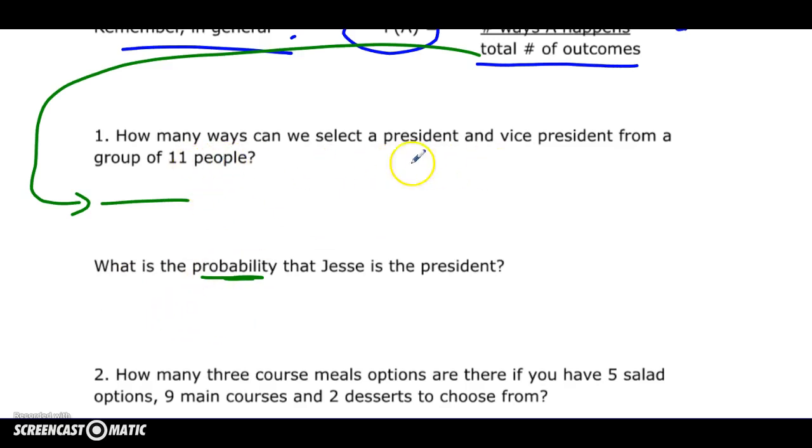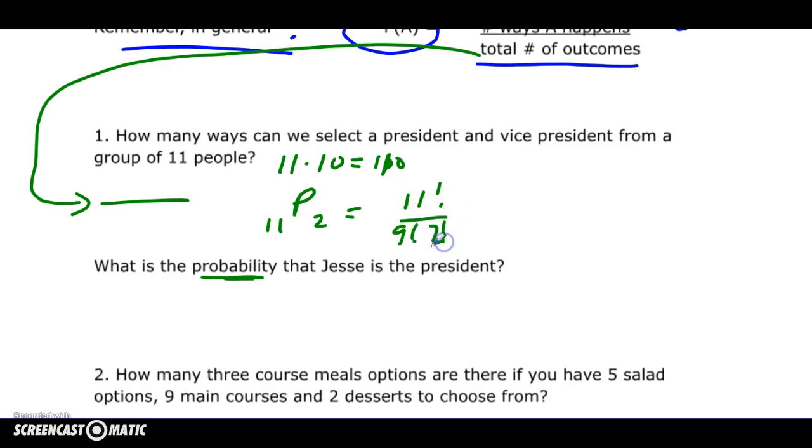Okay, so how many ways can we select a president and a vice president out of 11 people? So a bunch of ways to look at this. One is just to say, let's choose the president. Let's choose the vice president, right? Another is to say, I have 11 people. I want to choose 2 from there. In a permutation, so that's 11 factorial over 9 factorial, and 2.